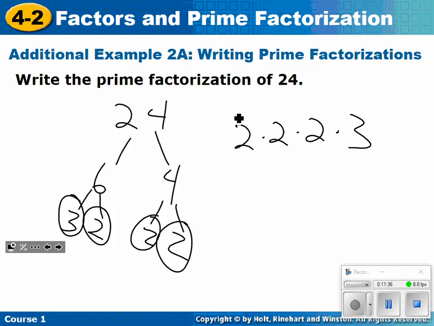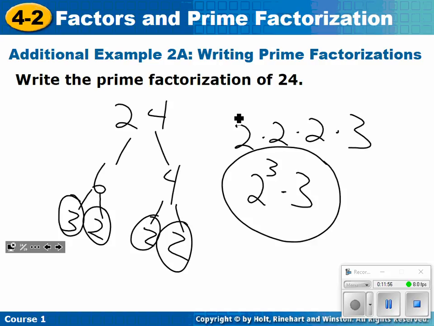Now, when you are asked to write the prime factorization of 24, here's what I want you to do. Remember how I like things so pretty? How many 2's do I have? 2 to the 3rd times 3. That's how I want you to write this. Okay? Do you understand that? So, let's do one together on our whiteboards.